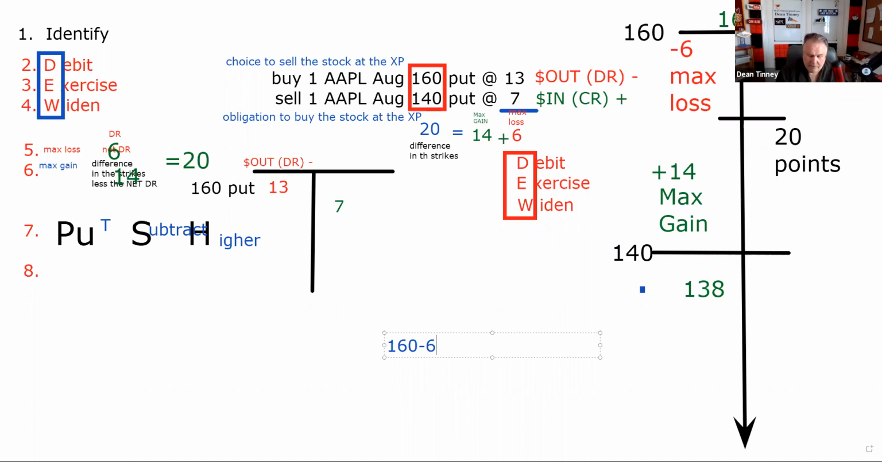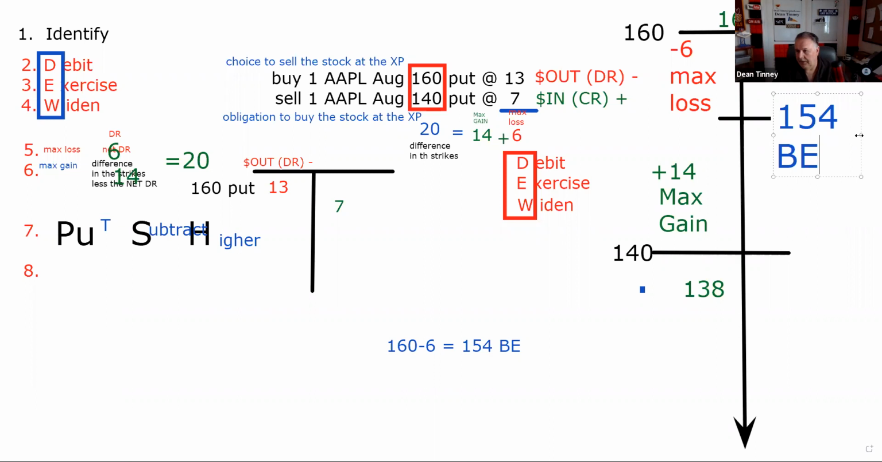By the way, not testable, but that's a hell of a lot better now. I only need 6 points of downward volatility. Before, I needed 13 points, but by selling the spread, that lower strike put, I have altered that. And now my break even, let's put that in here, is 154. That is now our break even.